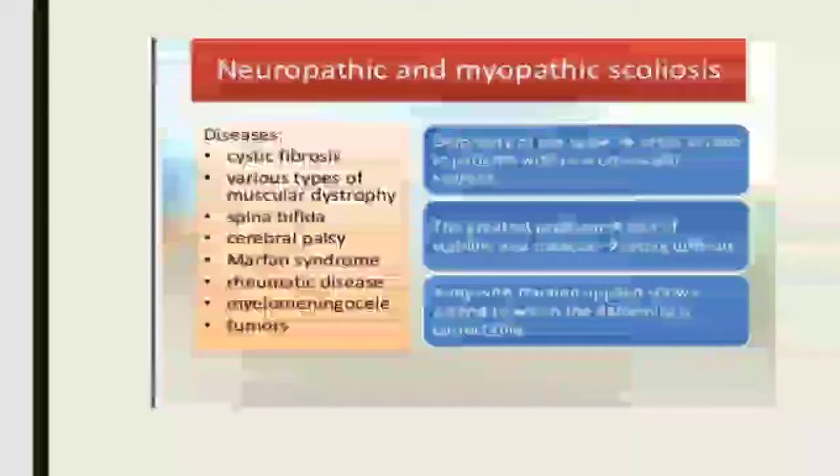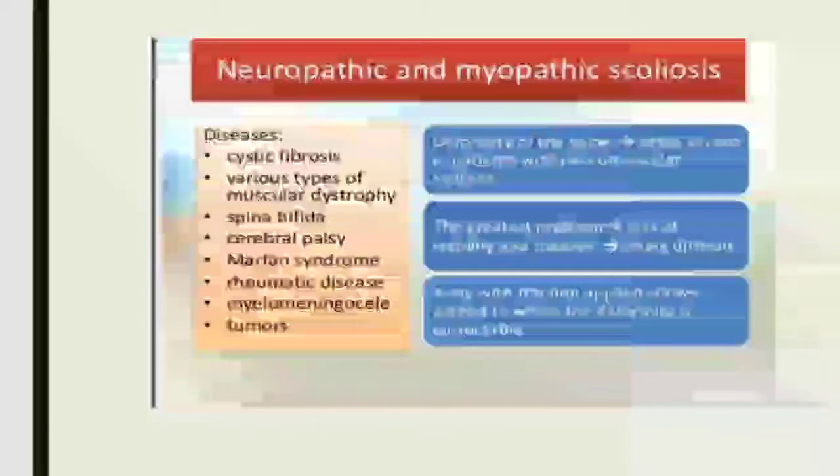Deformity of the spine is often severe in patients with neuromuscular scoliosis. The greatest problem is loss of stability and balance, with sitting difficulty. X-ray with traction applied shows the extent to which the deformity is correctable.